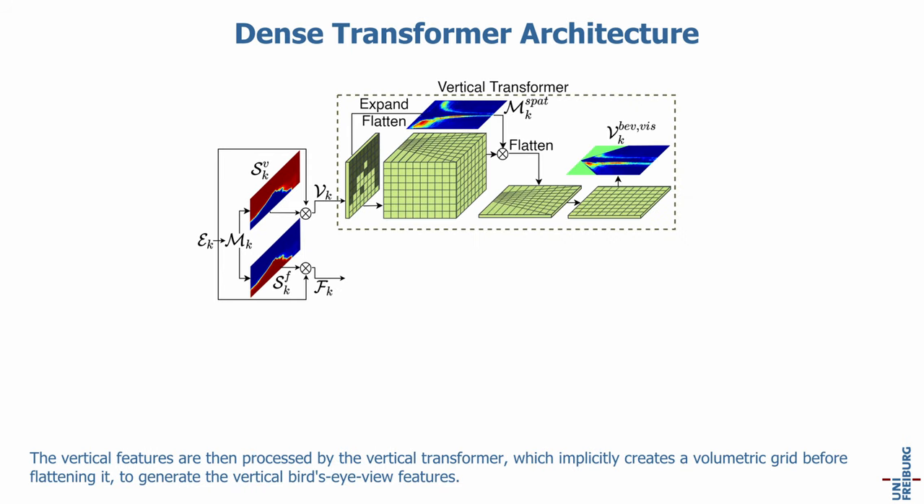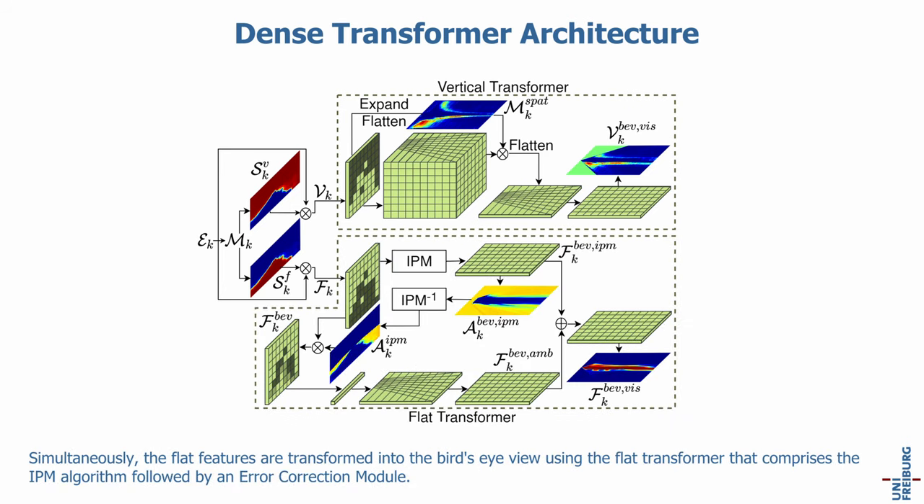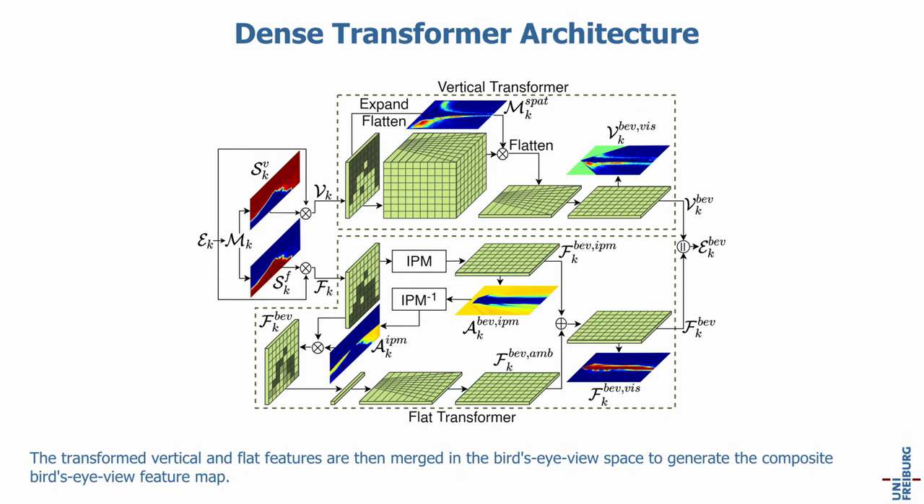The vertical features are then processed by the vertical transformer, which implicitly creates a volumetric grid before flattening it to generate the vertical bird's eye view features. Simultaneously, the flat features are transformed into the bird's eye view using the flat transformer that comprises the IPM algorithm followed by an error correction module. The transformed vertical and flat features are then merged in the bird's eye view space to generate the composite bird's eye view feature map.